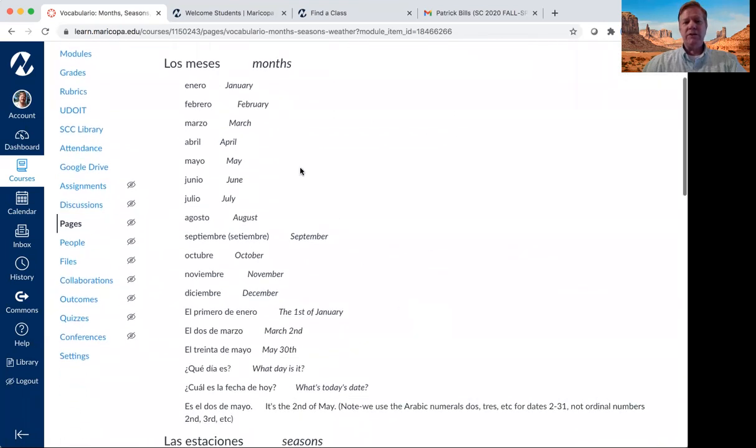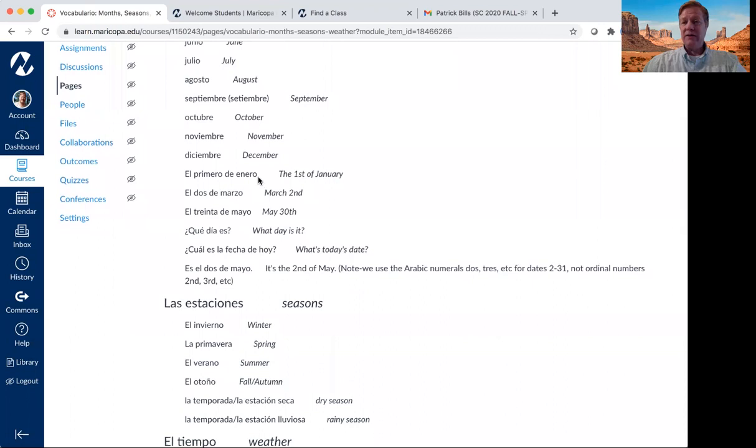So los meses, 12 months, just like in our Gregorian calendar in English. One thing to note is that Spanish uses lowercase for the months when they're within a sentence. So on a calendar itself, it would probably be capitalized, but once it's used in a sentence, it's lowercase.